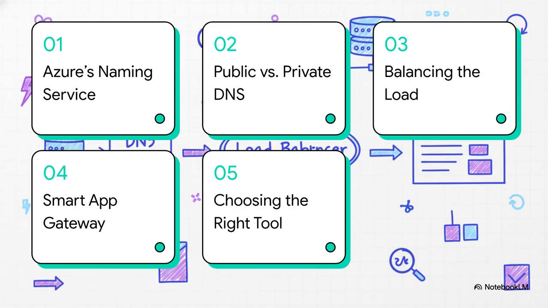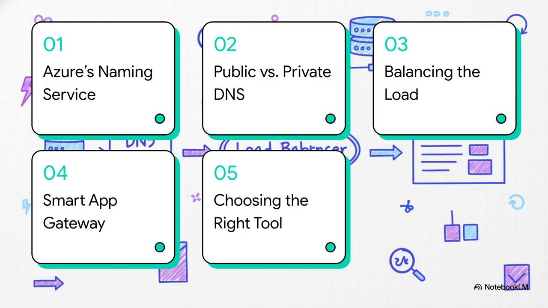All right, here's our game plan. We're going to start with Azure DNS, which is all about giving your services a name. Then we'll meet the Azure Load Balancer, our friendly traffic cop. After that, we'll level up to the Application Gateway, the really smart receptionist. And finally, we'll put it all together so you know exactly which tool to grab for any situation.